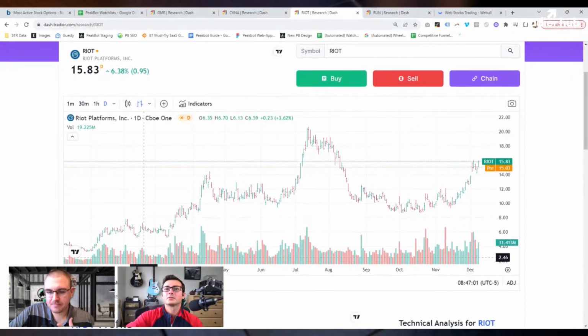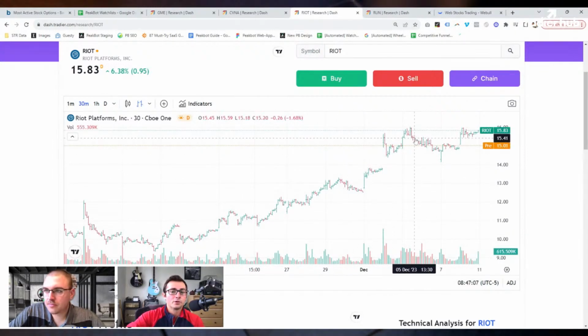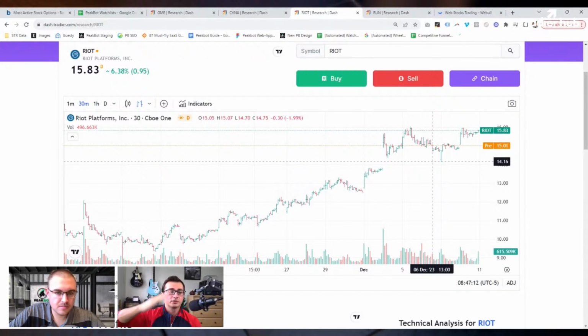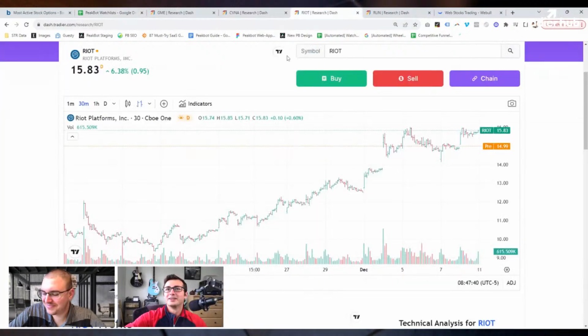I'll look at Riot. Go to the 1-month chart. Strong upward trend on Riot, and again, the wheel is a bullish to neutral strategy. So when we see stocks that are flat or stocks that are going up, those are typically stocks that are more well suited for the wheel strategy. It's number 1 on the watch list, paying out an estimated 2.2%. Would you risk $200 to win 33 when that $200 is 90% likely not going to happen? Yes. Not financial advice. Me personally, that's what I say.